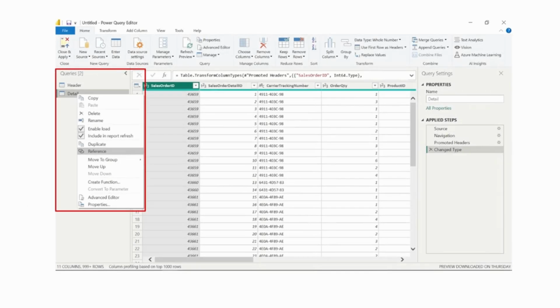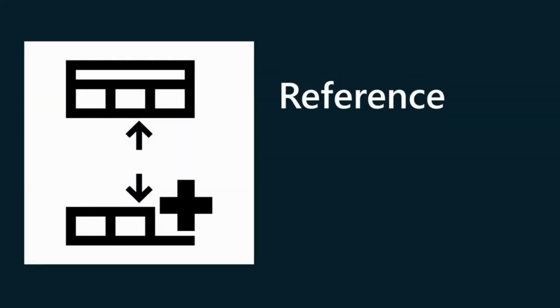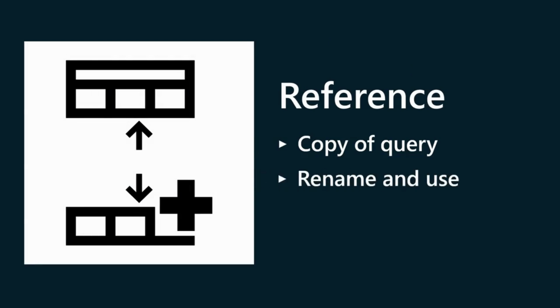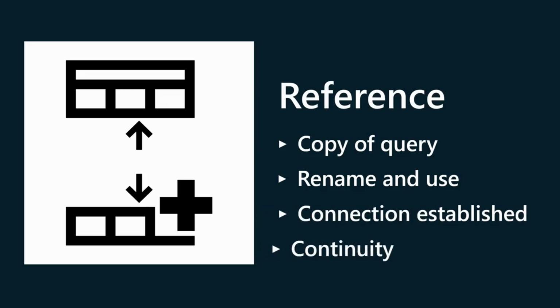In Power Query, you can reference a query by using the Reference option by right-clicking any query in the Queries pane. Reference will create a new query, a copy of the original query, but containing one single step. You can rename the new query as you need and then start to use it. In this way, you establish a connection between the queries, enabling data flow and transformation continuity.